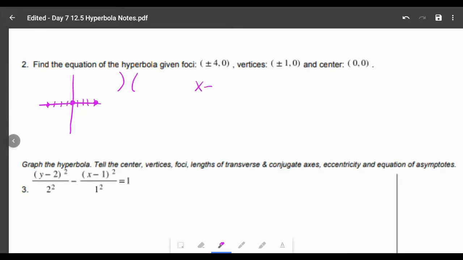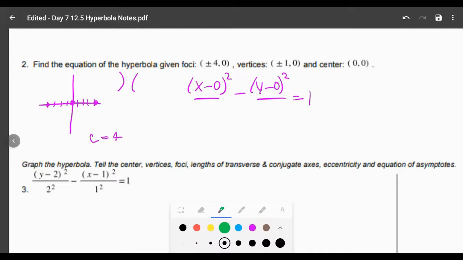So it's going to follow a general format where it's going to be x minus something squared, which would be 0, minus y minus something, which is 0 squared. We know we're going to have some denominators, but it will equal 1. Now I need to figure out, well, focal points give me c units away from the center. So I know that c is equal to 4. Vertices, those are 1, 0 and negative 1, 0. Which tells me that a has to equal 1. And if a is in the x direction, then 1 squared should go underneath the x's.